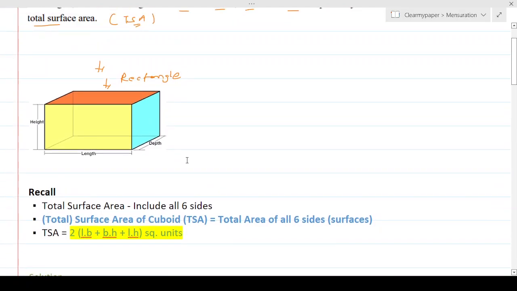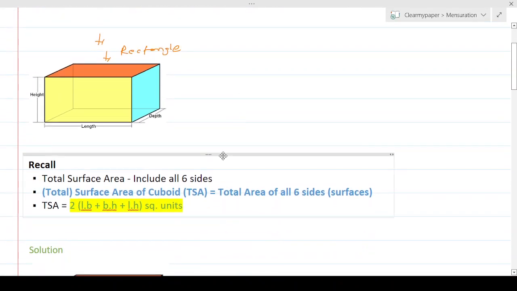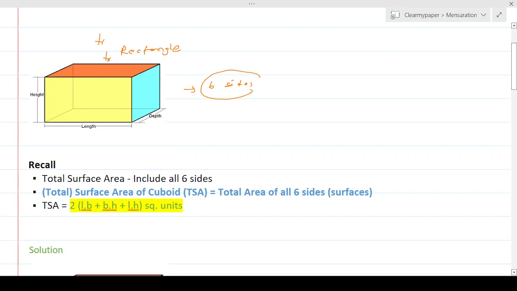Just as a recall, from my video or episode on the cuboid surface area, which I've copied from there: a cuboid has got 6 sides, and total surface area means the area of each side, and you just sum it up for all the 6 sides. So you should include all the 6 sides: the top and the bottom, the left and the right, and the front and the back. That's what it is.